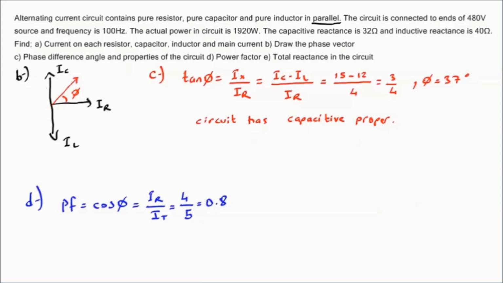And part E says total reactance in the circuit. That means they are asking what is the Z. Z equals V total over I total. V total is 480 over I total, as we calculated, 5. And it's going to be 96 ohm.